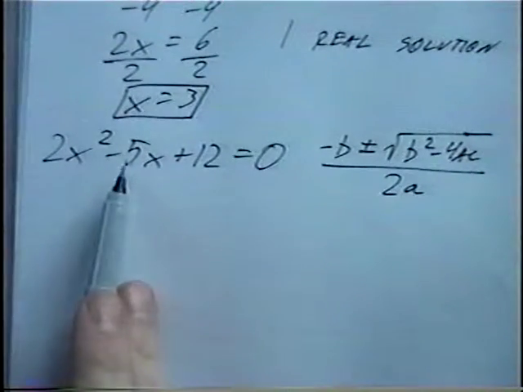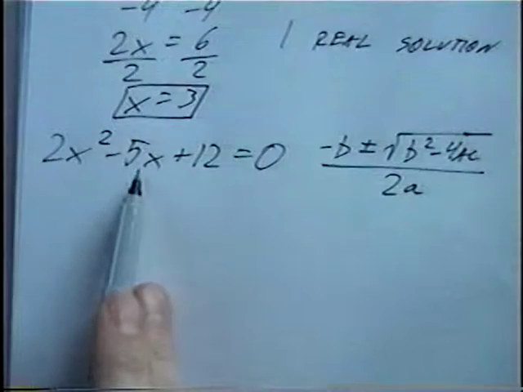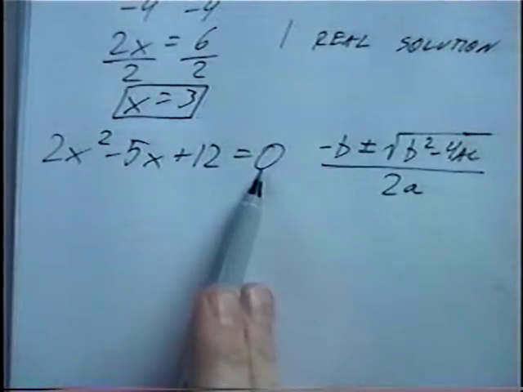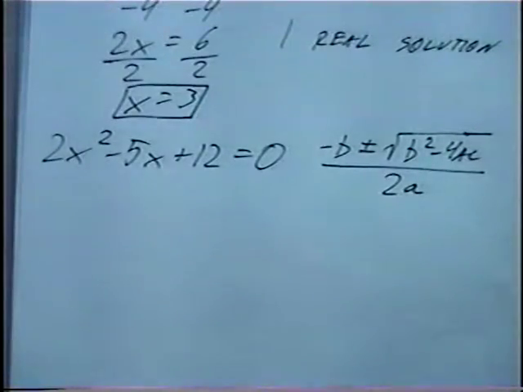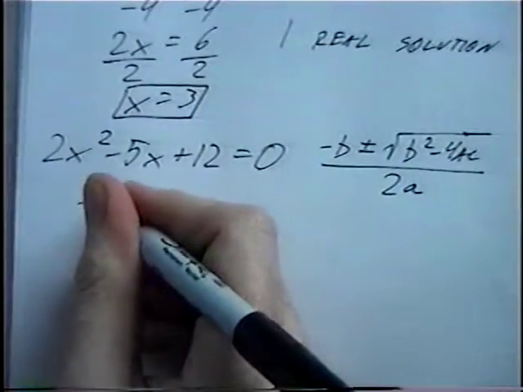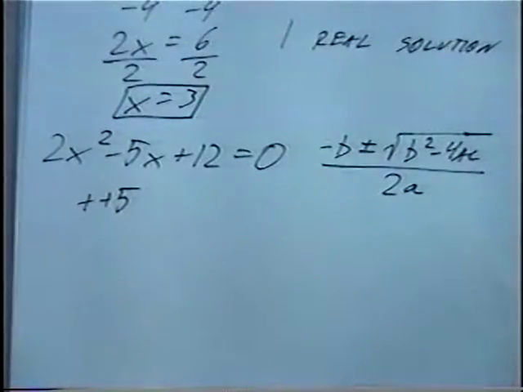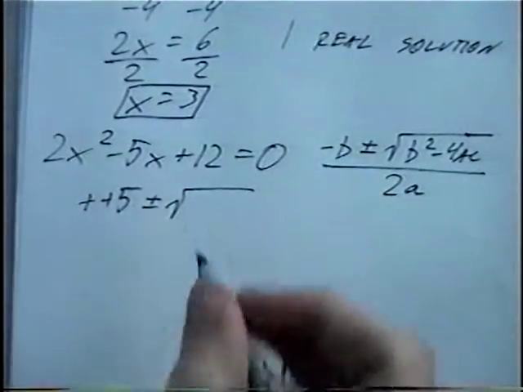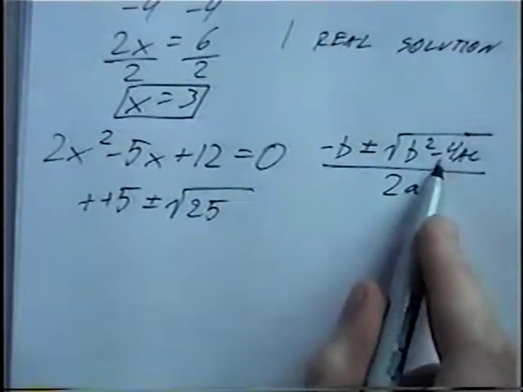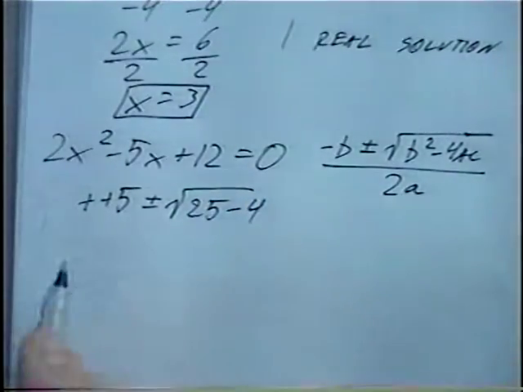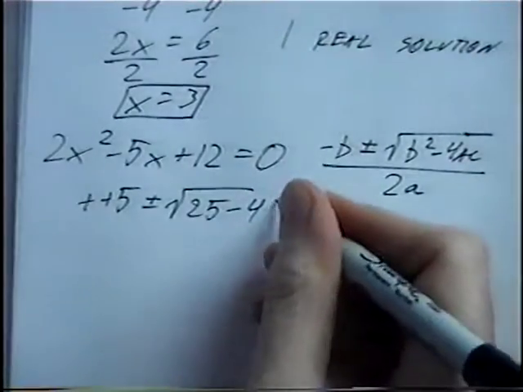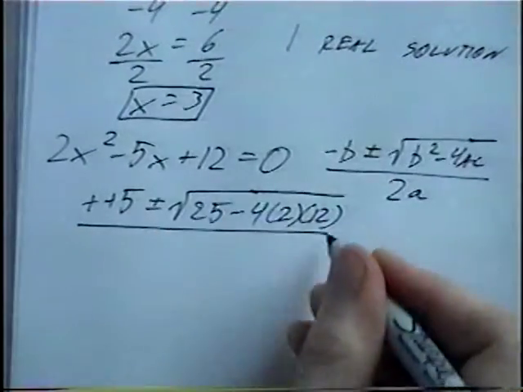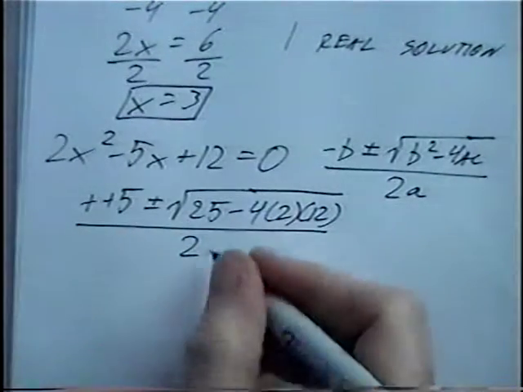a is the first coefficient in front of x squared, b is the coefficient in front of x, and c is the number by itself. The equation always has to equal 0 when you use the quadratic formula. Negative b would be negative 5, which changes to a positive 5, plus or minus the square root of b squared, which would be 25, minus 4, a is 2, and c is 12, divided by 2 times a, and a is 2.